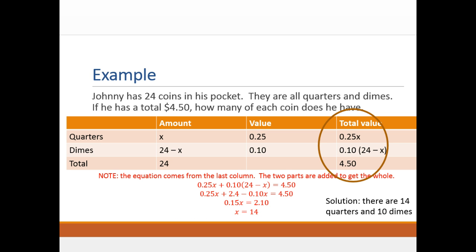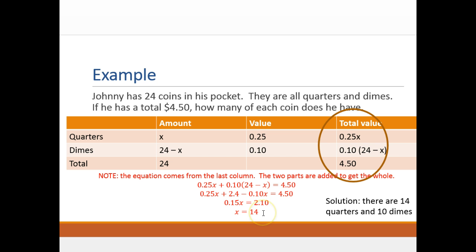Now the nice part about these mixture problems, you set your table up correctly, this last column gives you your equation. Your two parts added together give you your whole. So in other words, 0.25x plus 0.10 times 24 minus x equals $4.50. We simply distribute, we get 0.25x plus 2.4 minus 0.10x is 4.50. Combine like terms, 0.25x minus 0.10x is 0.15x. Bring the 2.4 to the other side, you get 0.15x is $2.10.